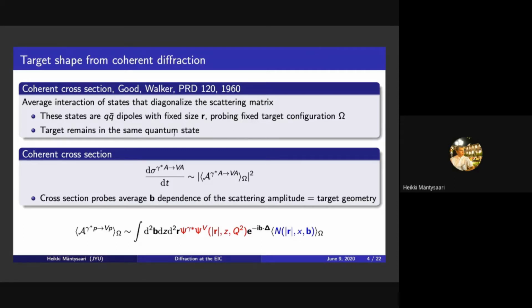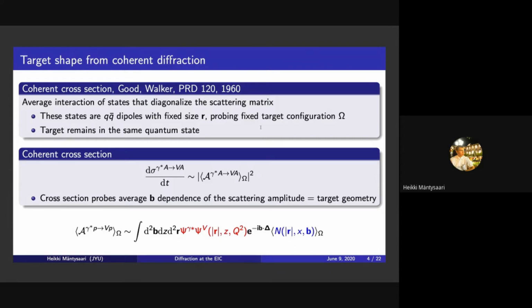And as already shown 60 years ago, to calculate such a process, what you actually do is calculate the average interaction of q q-bar dipoles that have fixed transverse coordinates. So the quark and anti-quark have fixed transverse coordinates, or the size is fixed, and then they probe the fixed target configuration. The target can, of course, have different color charge distributions in each event.